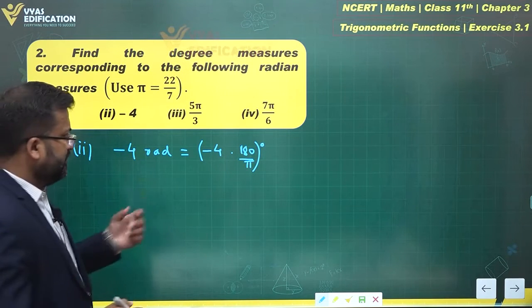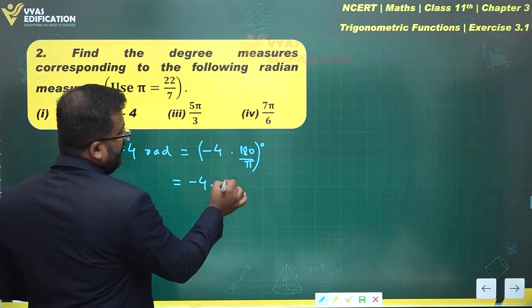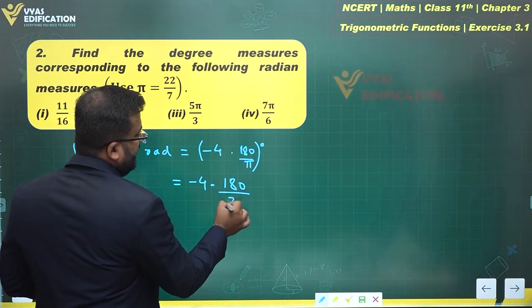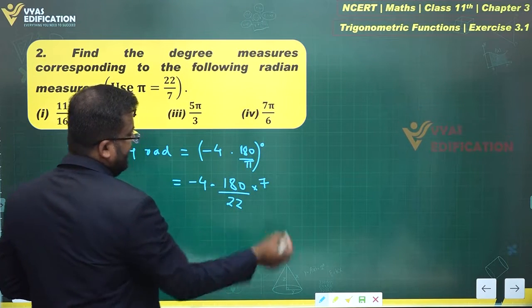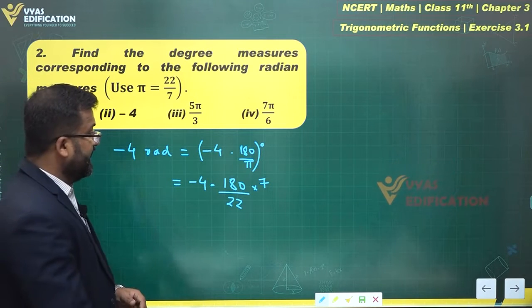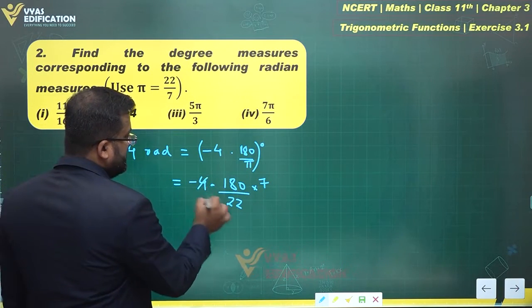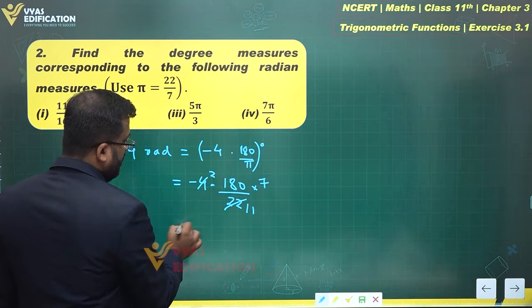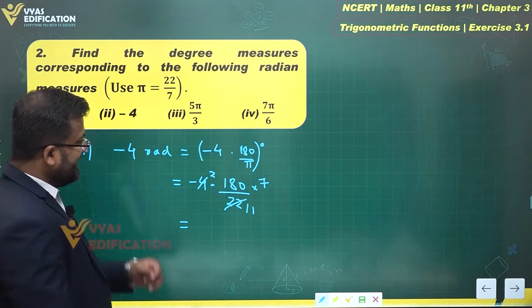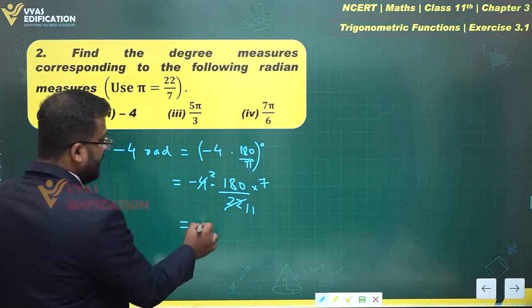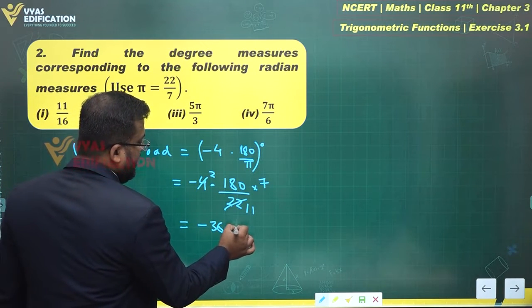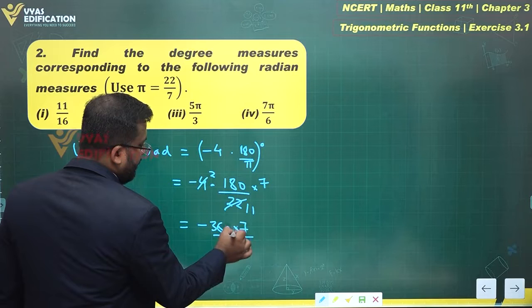Now next we can write it as 180 times 7 by 22 degrees, right? This is all going in terms of degrees. What does this simplify into? Let's try to simplify this further. This is 11, this is 2. This is -360 times 7 by 11. -360 times 7 by 11, okay.